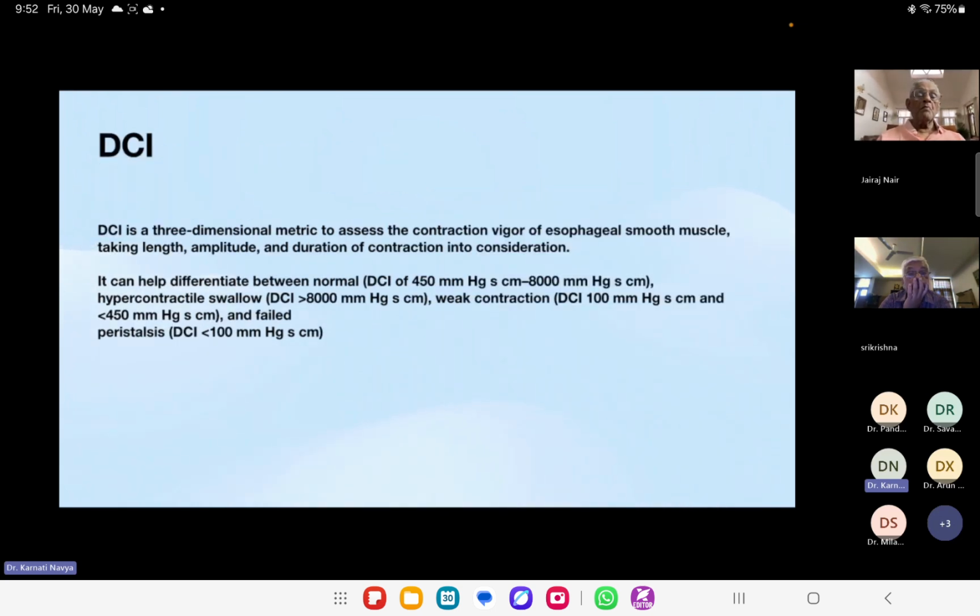Distal contractile integral is a three-dimensional metric. It is used to assess the contraction vigor of the esophageal smooth muscles by taking the length, amplitude, and duration of contractions into consideration. So it is normally between 450 to 8,000. If it is a hypercontractile swallow, it is more than 8,000. If it is a weak contraction, it is 100 to less than 450. And if it is failed peristalsis, it is less than 100 mm of mercury per second.